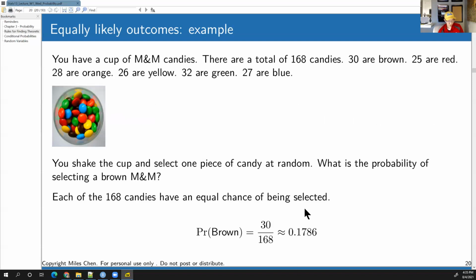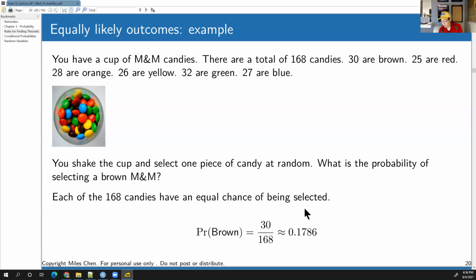Let's say I've got this cup of M&M candies, okay? And you don't have anything better to do, so you counted them all out. There's 168 pieces of candy total. 30 of them are brown, 25 are red, and we list them off, right? Every single color and the count of each of these things: 28 orange, 26 yellow, 32 green, 27 blue, okay? And what we're going to do is shake up the cup, close our eyes, and pull out a piece of candy. All right, we're going to say, what's the probability that this piece of candy that you pull out is a brown M&M, okay?